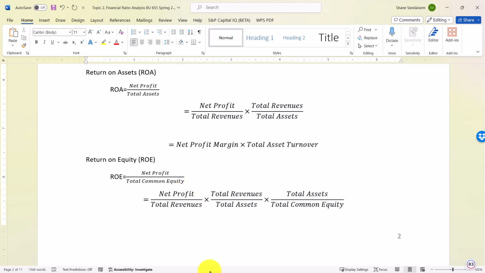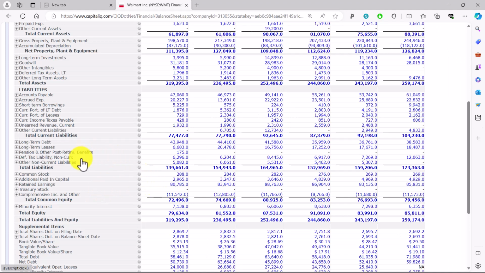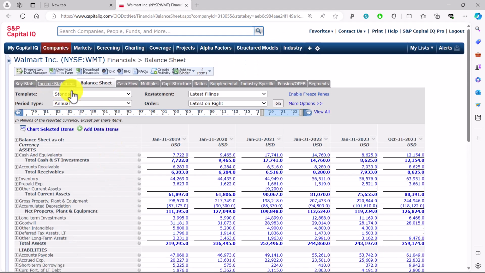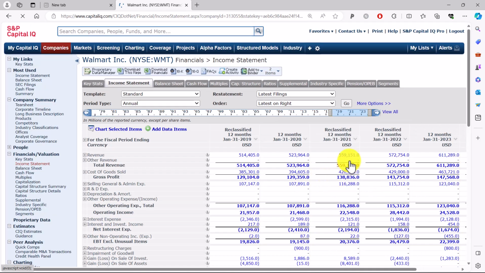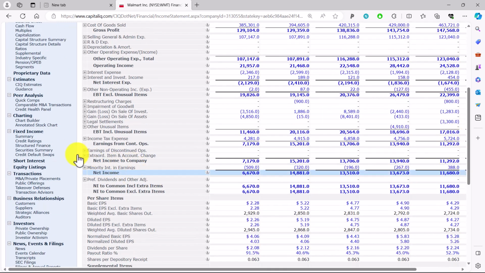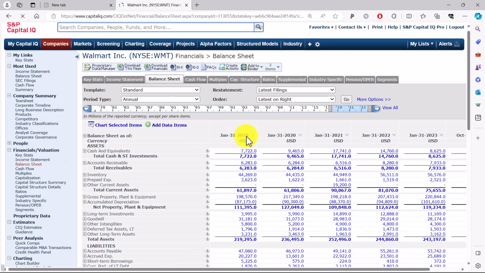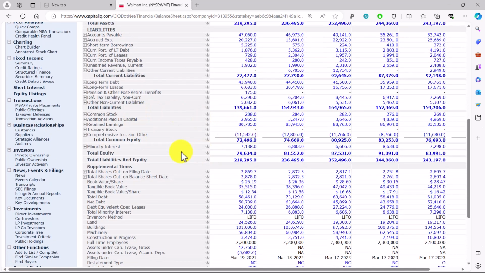And I'll just show you here on the financial statements for Walmart what we're looking at there. So if I go out to my income statement, ROE would be calculated as the net income. So my value down here, I'll just say at the end of October was 11,680 for the last 12 months, divided by my total equity, or total common equity, sorry, of 76,693.0.